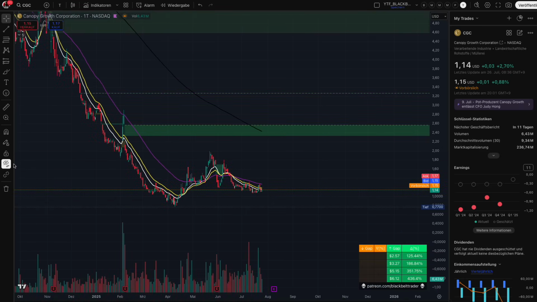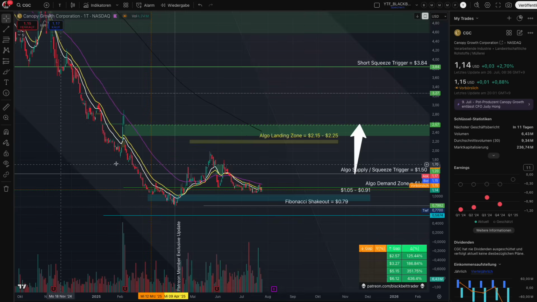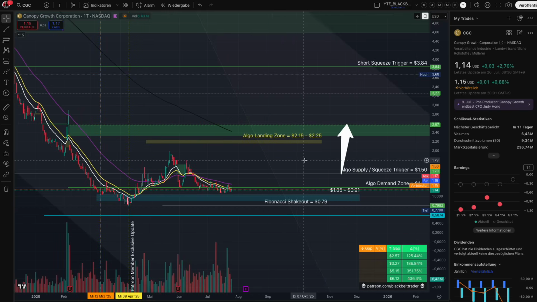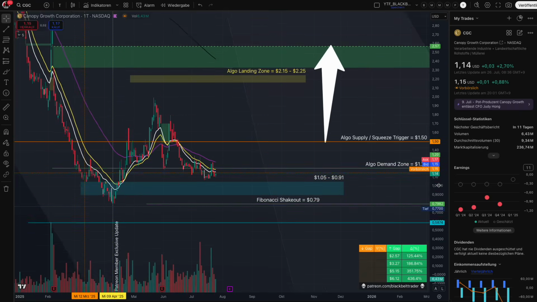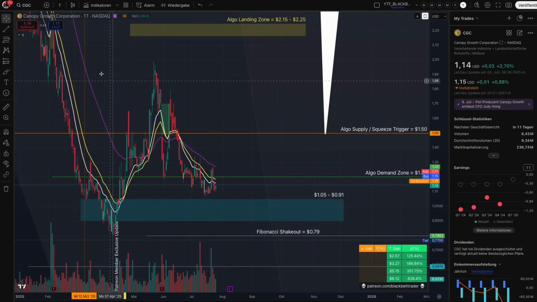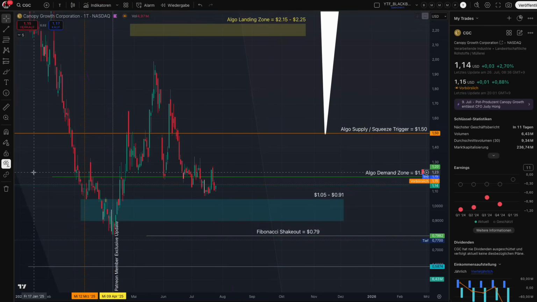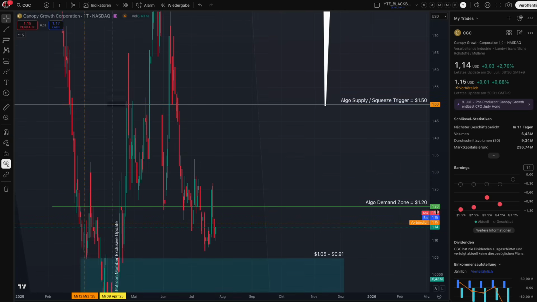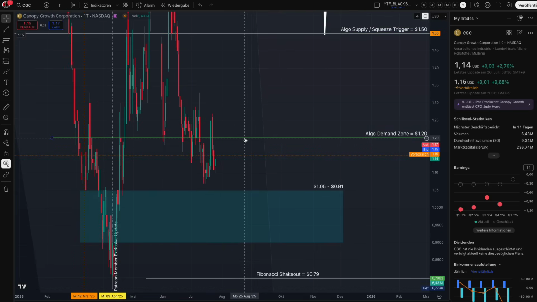So then let's enable the drawings. Zack. So guys, it looks a little bit messed up, but I will guide you through the price levels because it is a quite simple setup. The Algo Demand zone, let me switch off the indicators for a second so that we only focus on the drawings. Yeah, guys, the Algo Demand zone, if you have not seen my previous videos, usually the support for Canopy Growth is here at $1.20.